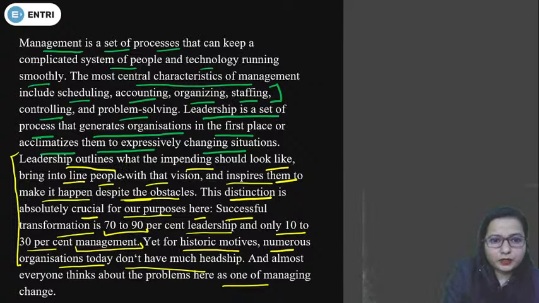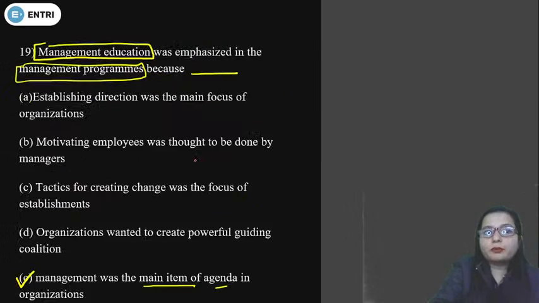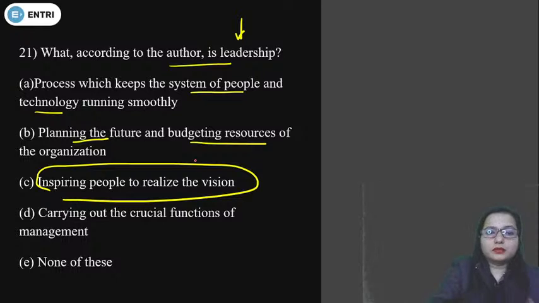Yeah, here as you can see that leadership outlines what the impending should look like, bringing people into line with that vision. So it gives the vision to the people of the management or the company, so inspiring people to realize the vision.